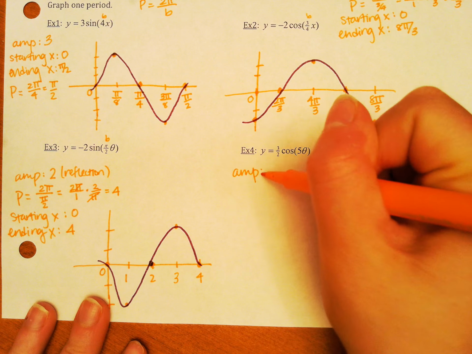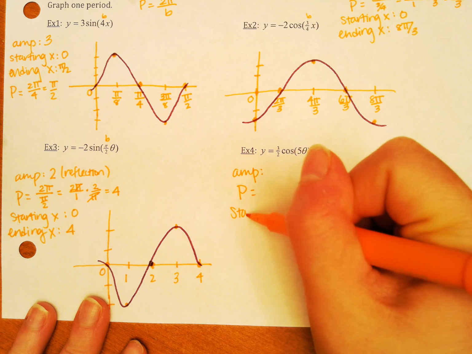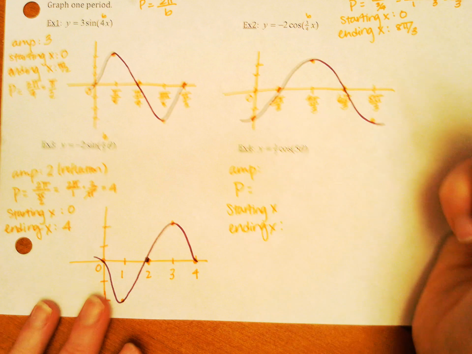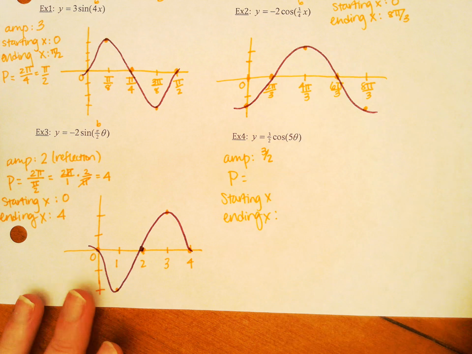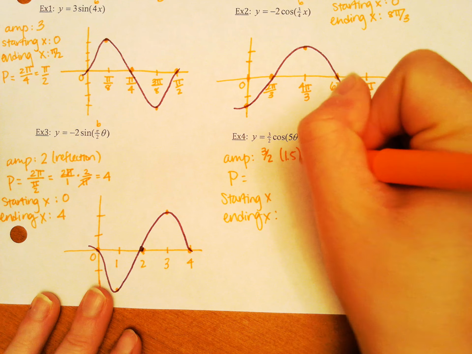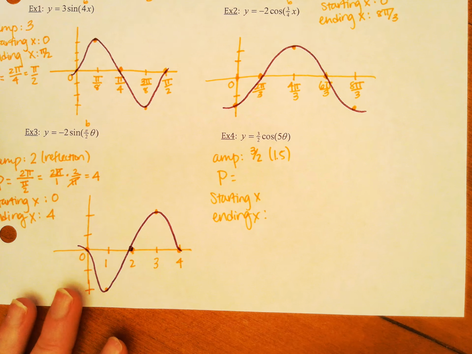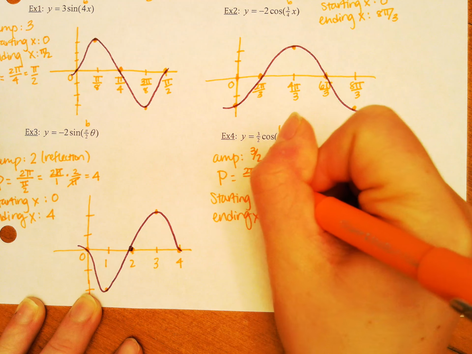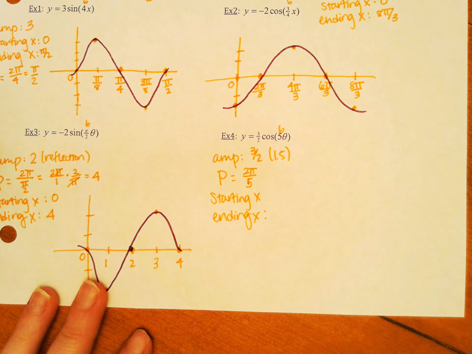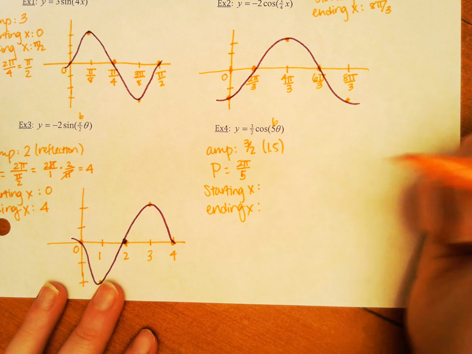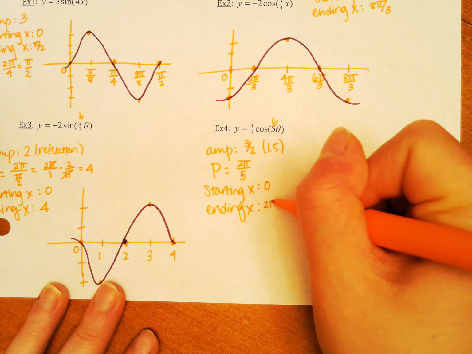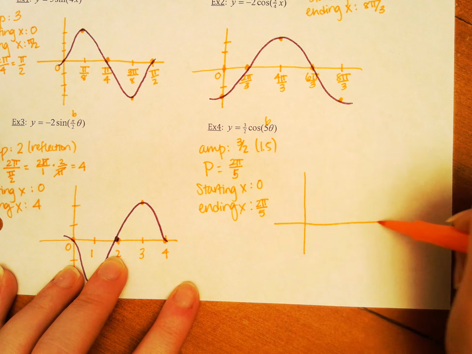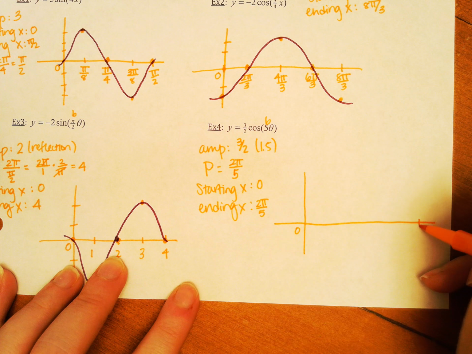So I'm going to make a list of my amplitude, my period, my starting x, and my ending x. My amplitude in this case is 3 over 2, which is 1.5. Normal graph, no reflection, which helps. Our b value here is 5, so our period is going to be 2 pi over 5. Our starting x value is 0. Our ending x value is then 2 pi over 5. So we have 0, we have 2 pi over 5.